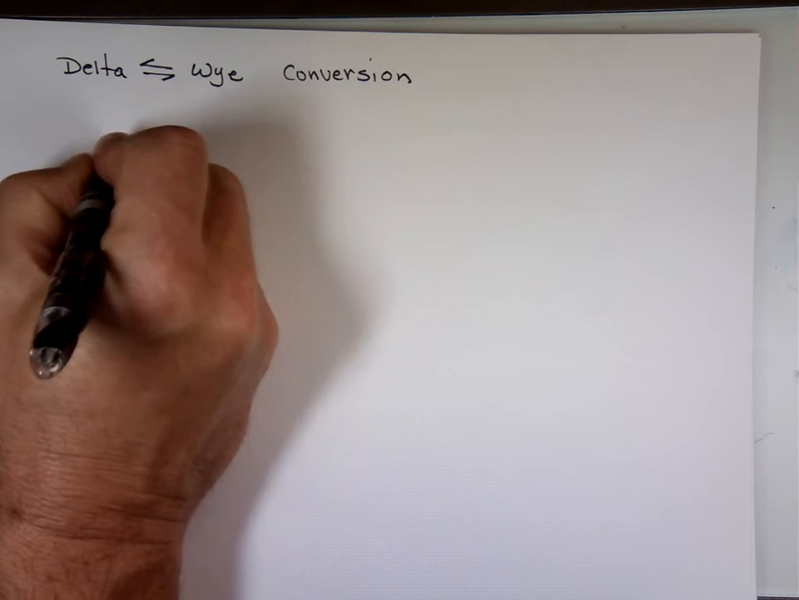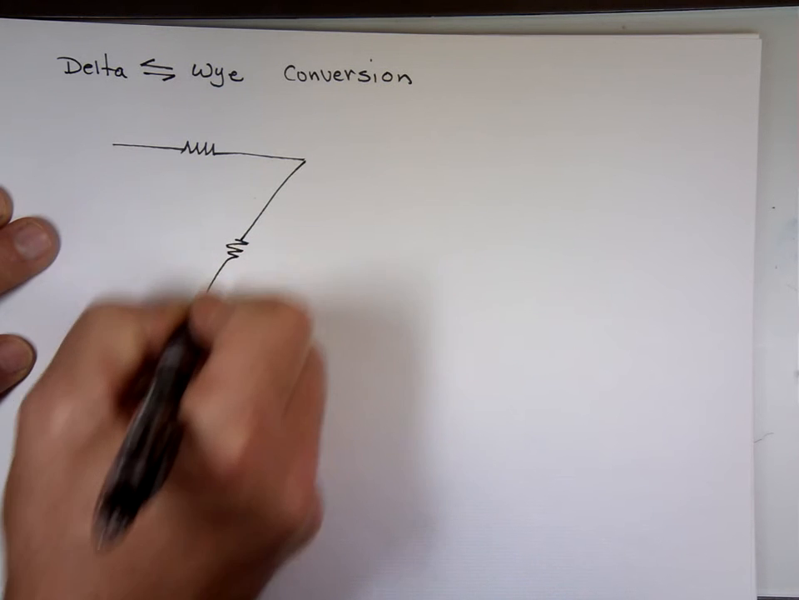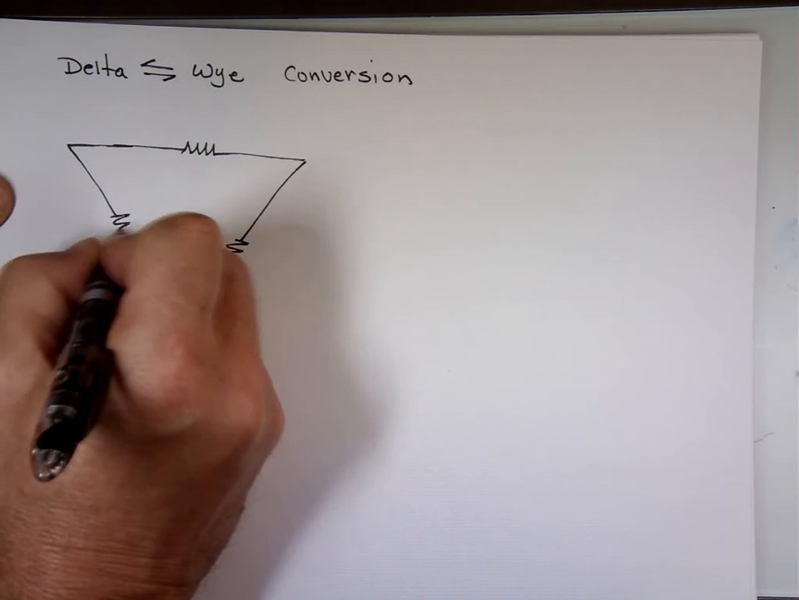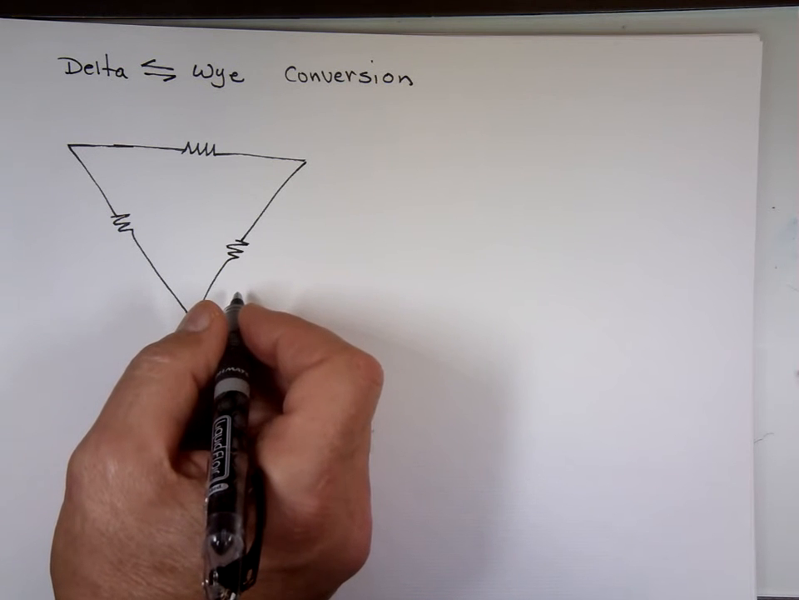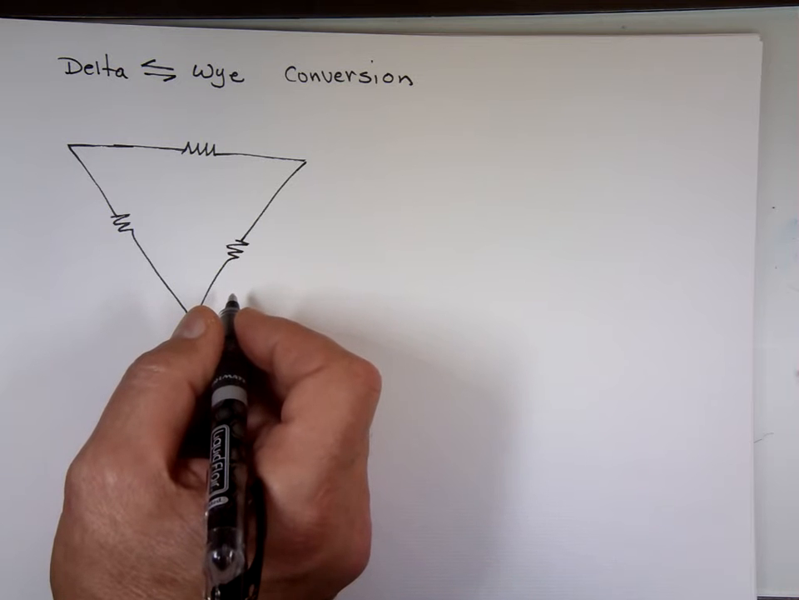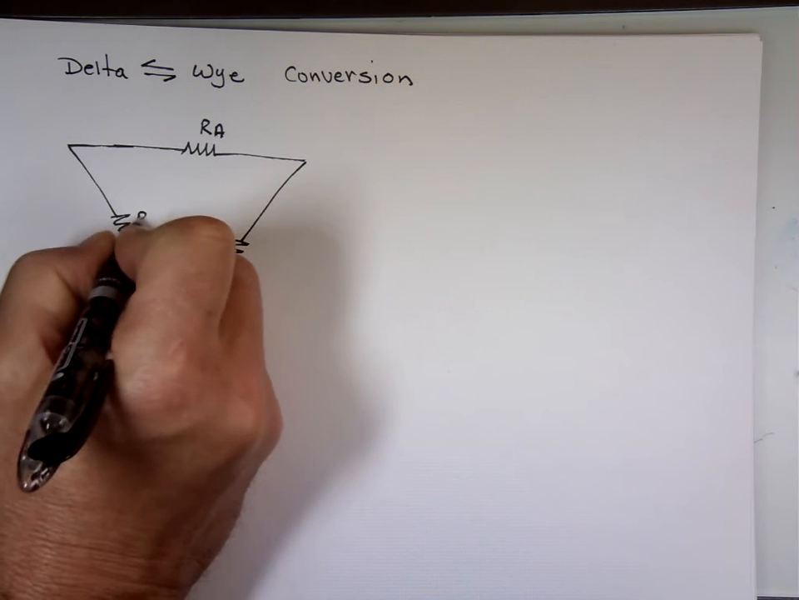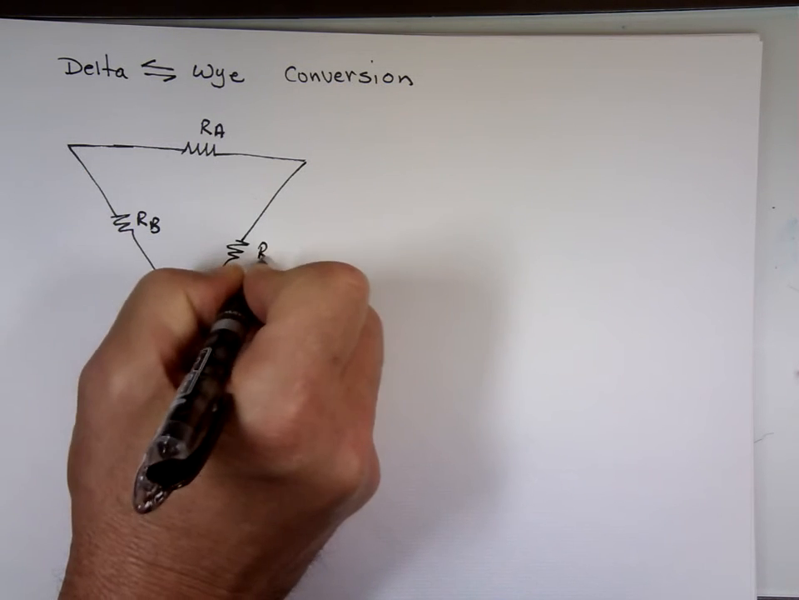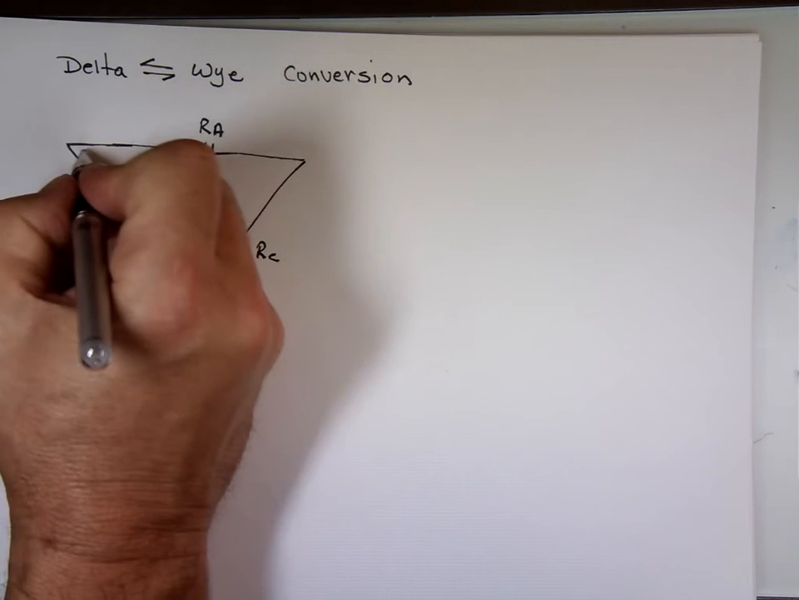If you have a delta like this, and we'll call these, I don't know, RA, RB, and this is RC, and you want to change that to Y, Y will look like this.